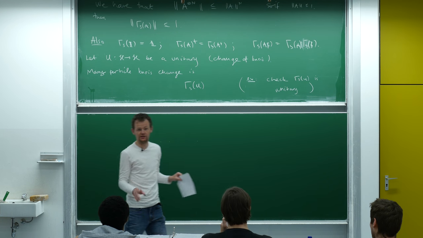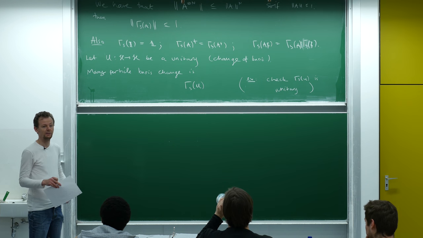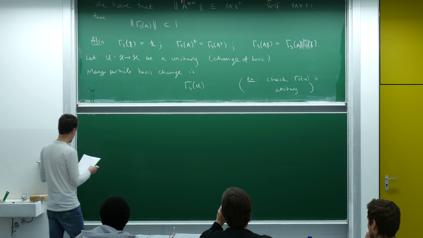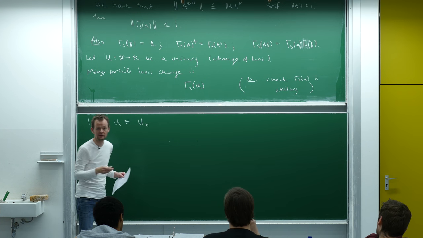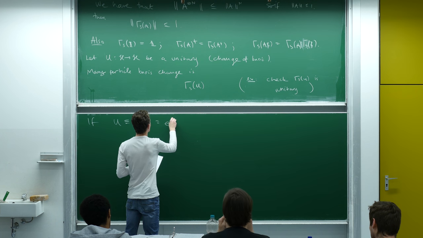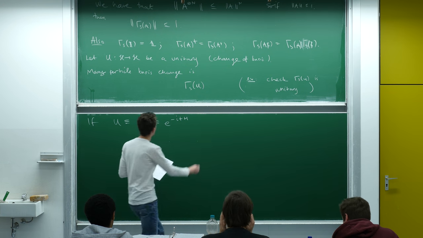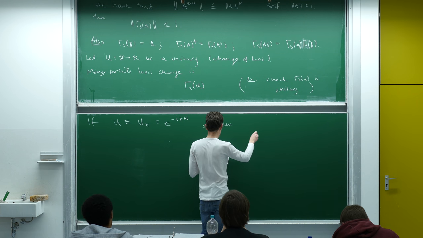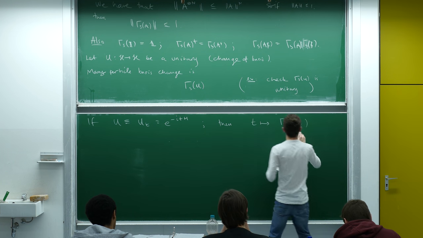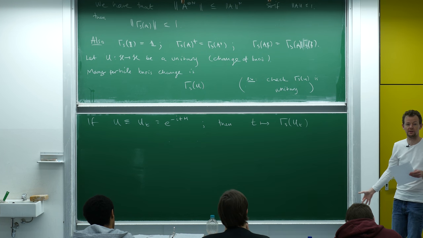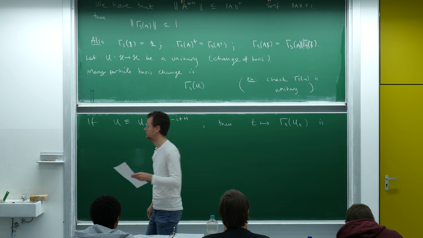Now, there's one particular kind of change of basis that plays an important role in quantum mechanics, and that's the propagator that tells us how the basis changes as time changes, according to a Hamiltonian. So if we have a unitary which depends on some parameter t, namely time, then we have that t going to gamma s of u of t is a possible propagator as well. Well, not quite. We have to check that this is continuous.